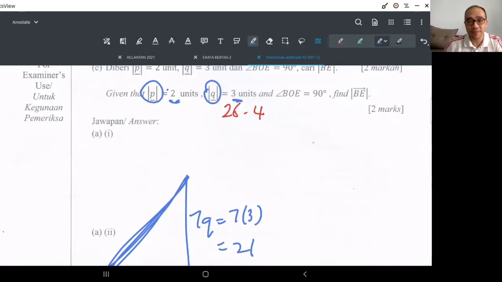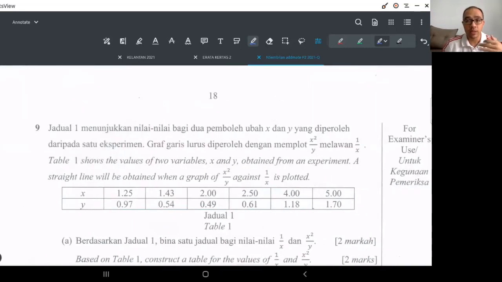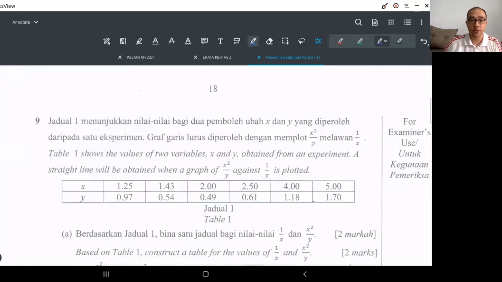Okay. What I can promise you is after this, all the questions are very standard indeed. There's no weird questions. All the questions of this are very standard. So I'm just going to skim through this very quickly.